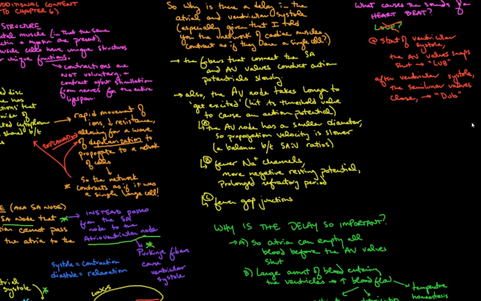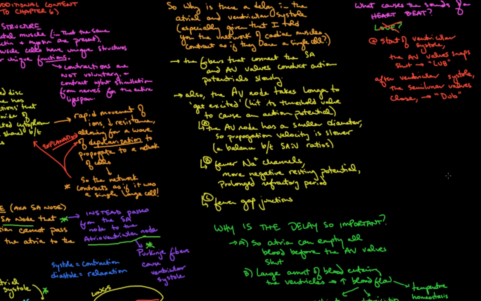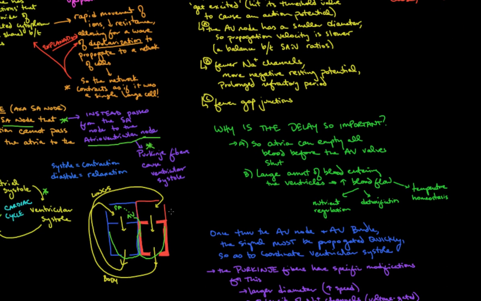The last small point to make is what causes the sounds for the heartbeat. And there are two sounds. The medical professionals often refer to these as the lub and the dub. Lub, dub, lub, dub, lub, dub. And so that lub actually is due to the AV valve snapping shut. And so this is at the start of the ventricular systole, not the atrial systole, the ventricular systole. When the ventricles contract, the AV valves snap shut, and that causes the lub sound.